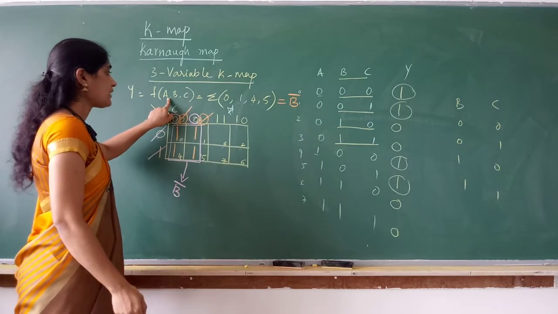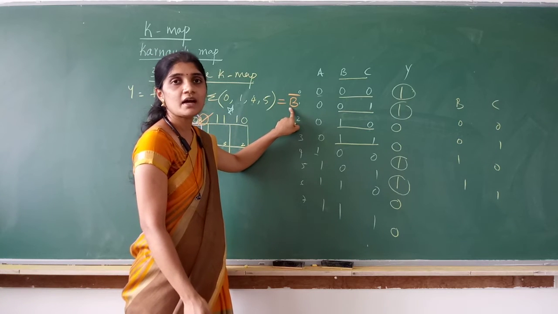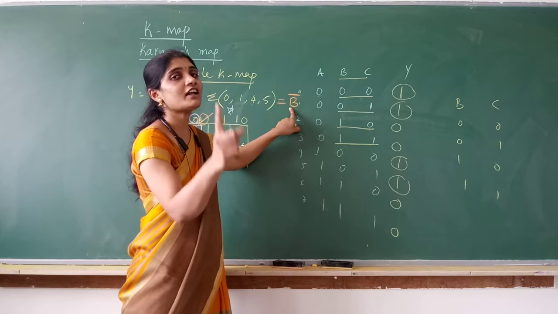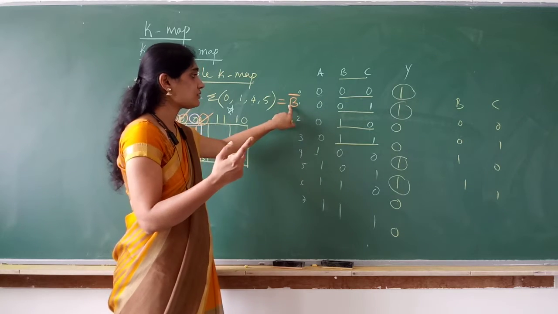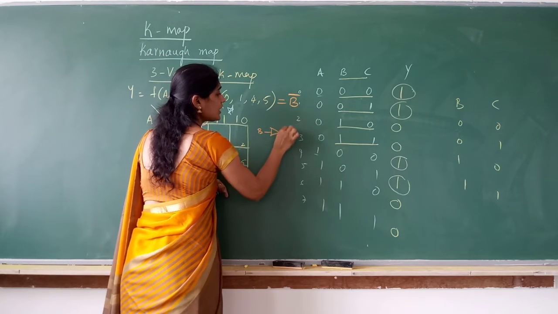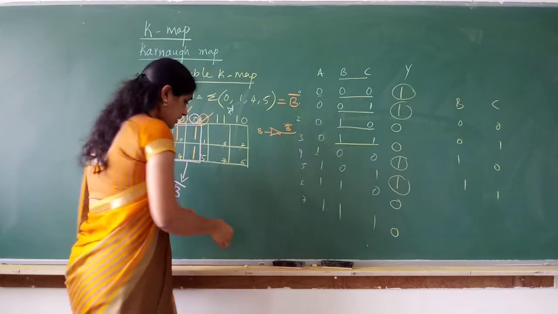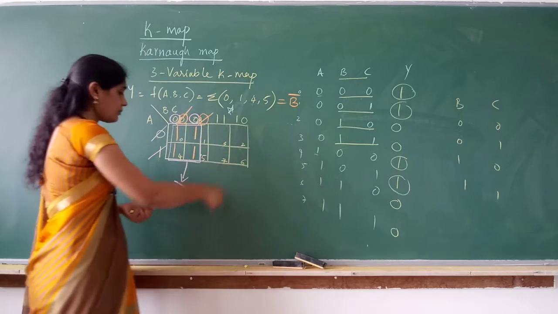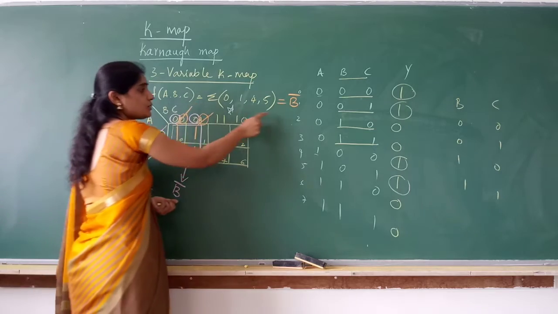Maybe I have 3 input variables, but A and C are cancelled and I have got only B bar as the answer. So how many gates are required to implement this? Only one gate, a NOT gate. That's all. If you use one NOT gate, you get the answer. You give B to a NOT gate to get B bar as the answer. Are you getting what I am telling? So this is how you simplify the equation using K-map. The answer is y is equal to B bar.